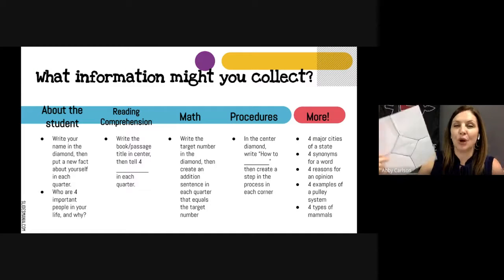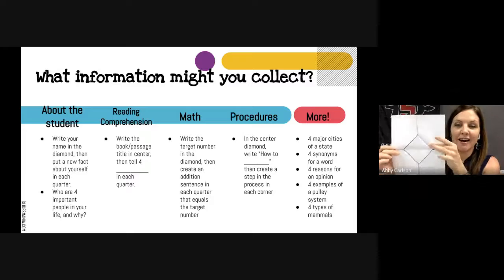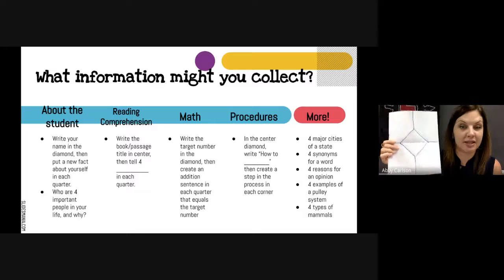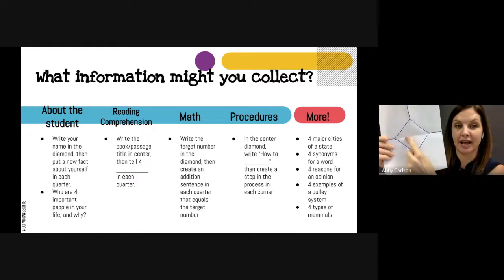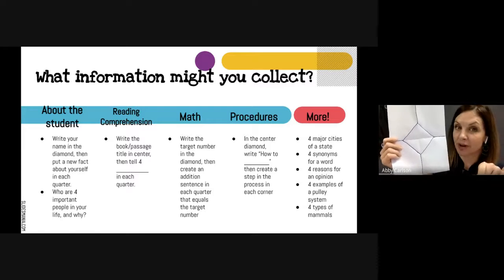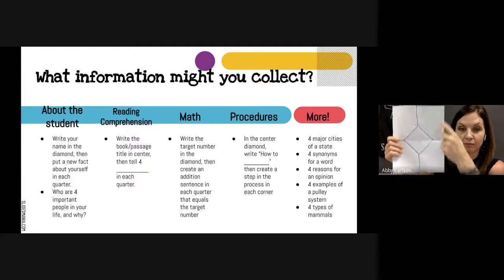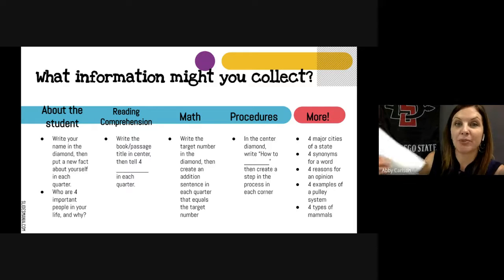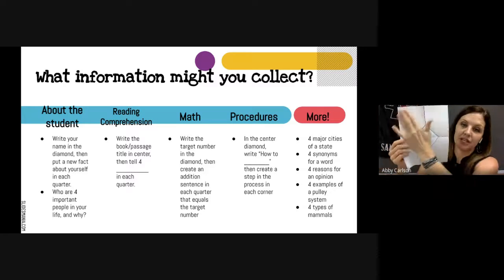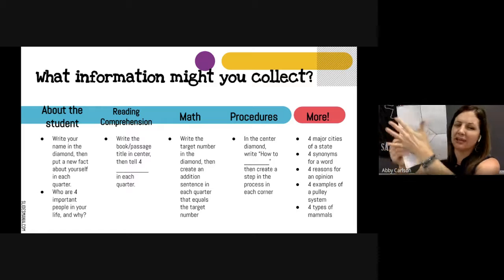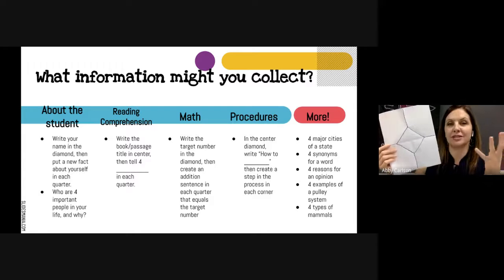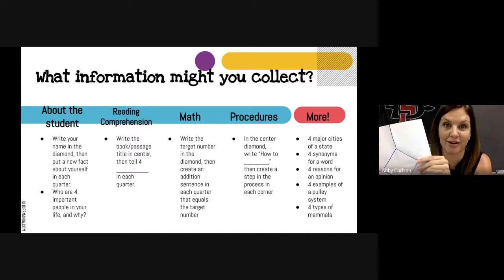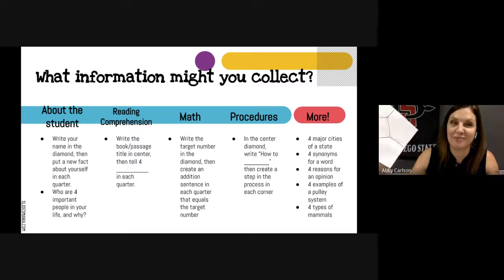We can use this for so many different purposes. One way is at the beginning of the year, if you want to know more about the student, you could say, write your name in the center diamond, then put a new fact about yourself in each quarter. You might also ask, who are 4 important people in your life? Just to get to know the student a little bit better, think of all the different questions you could ask students and collect this back and then get to know your students even better. When we know our students better, we can teach them better.